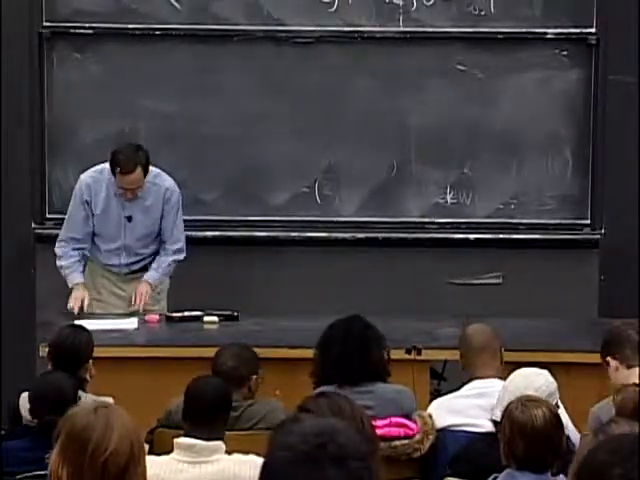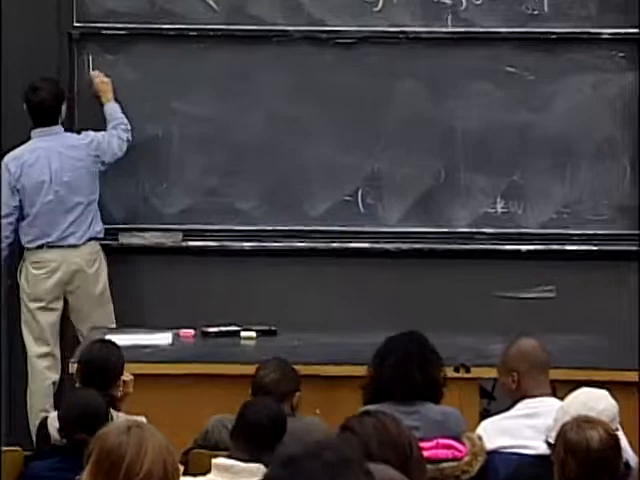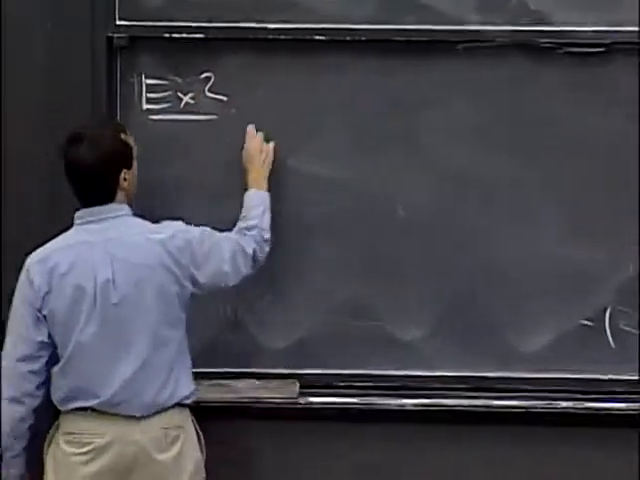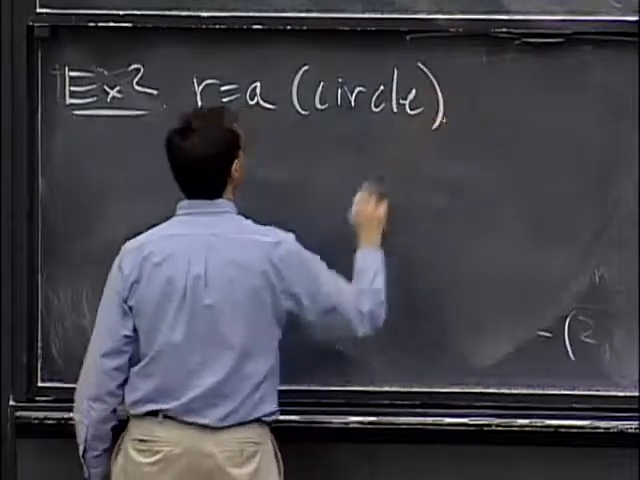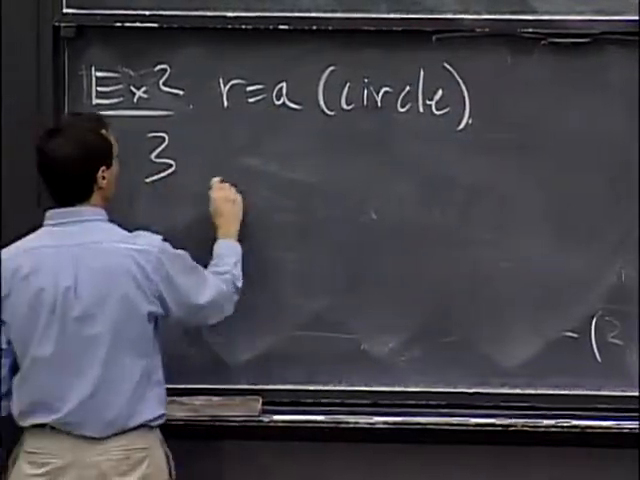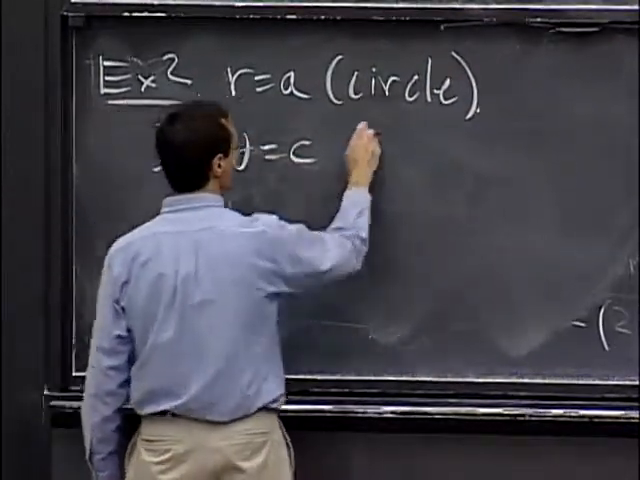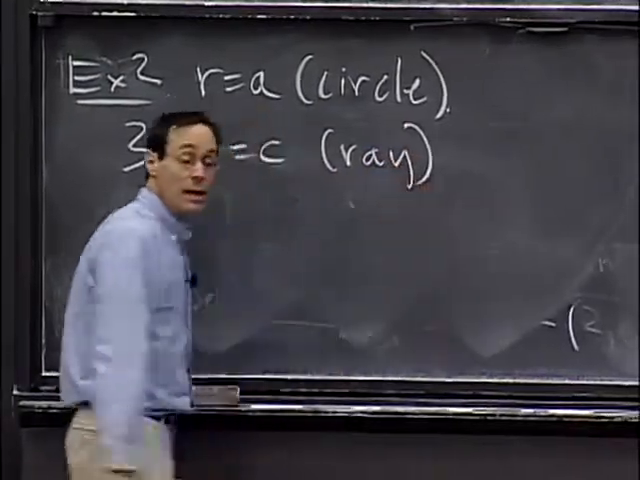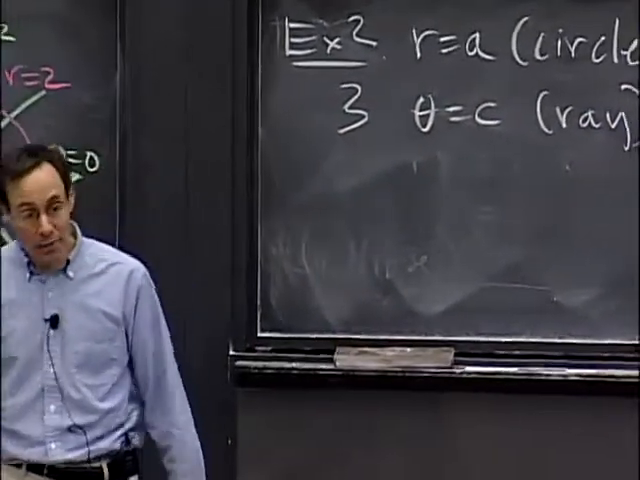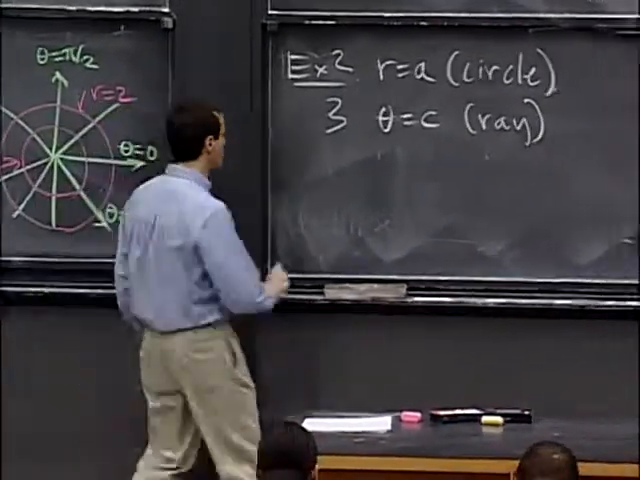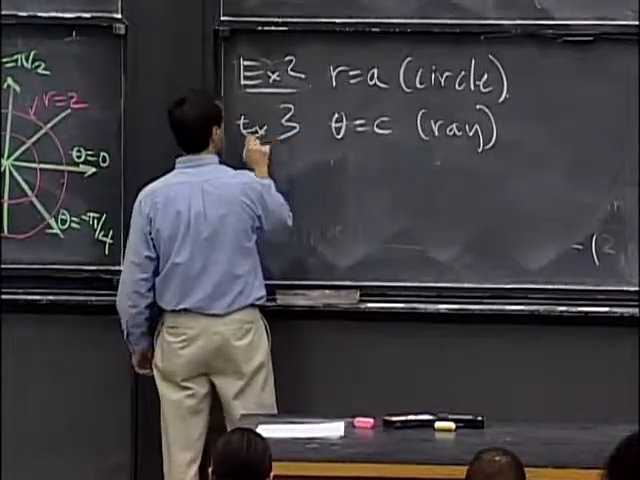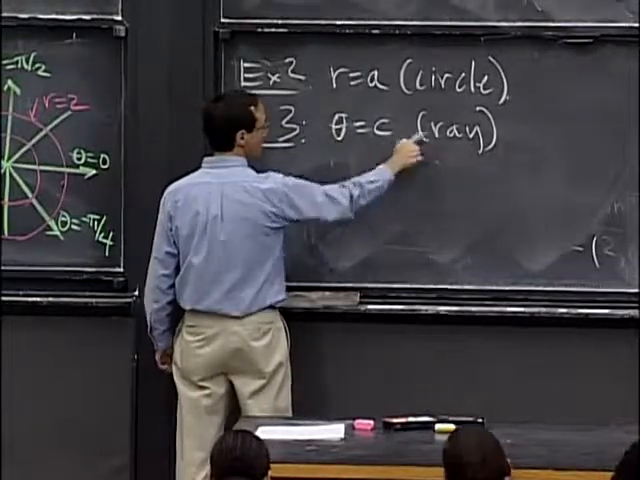Now let's do a little bit more practice here. There are some easy examples, which I will run through very quickly. r equals a, we already know this is a circle. And theta equals a constant is a ray. However, this involves an implicit assumption, which I want to point out to you. So this is example 3. Theta is equal to a constant is a ray.